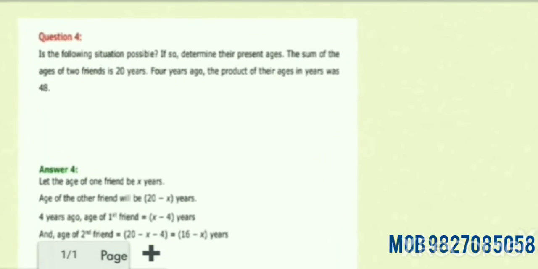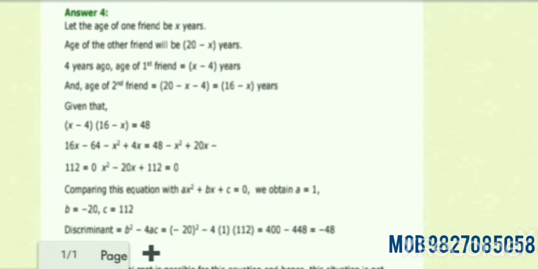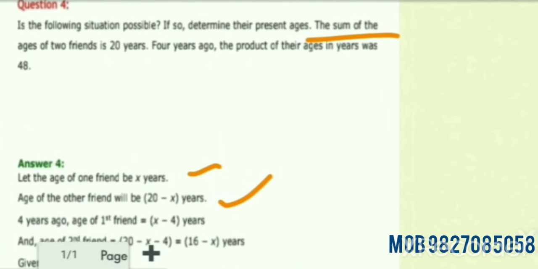Now question number 4. Are the following situations possible? If so, determine their present age. The sum of the ages of two friends is 20 years. 4 years ago the product of their ages in years was 48. Is this possible? We can check. Suppose the age of one friend is x and the second friend will be 20 minus x. Why? Because here the sum of the two friends' ages is 20.